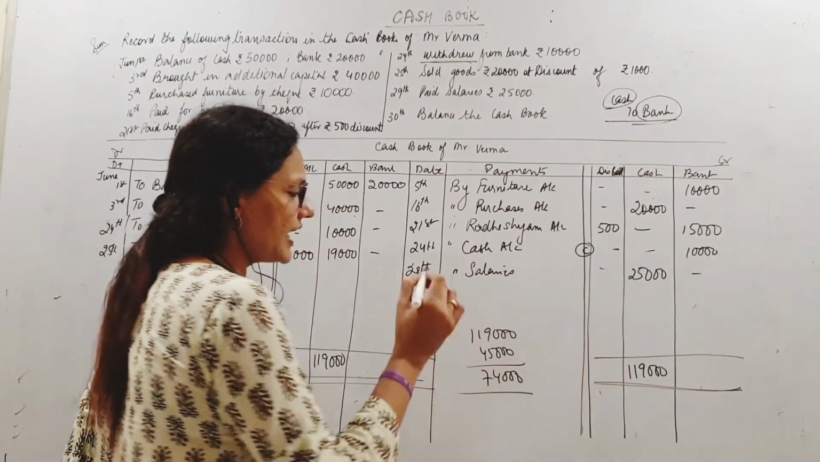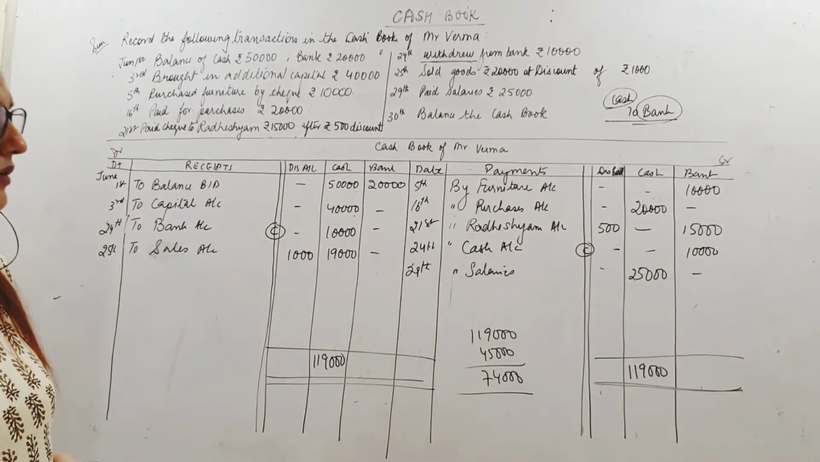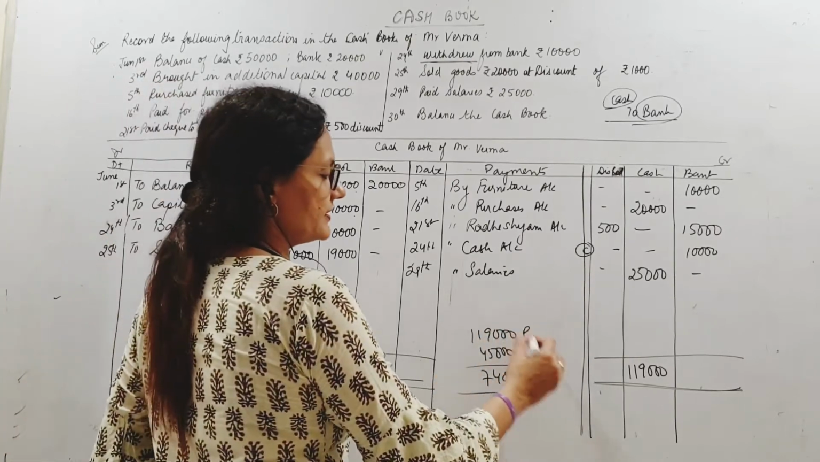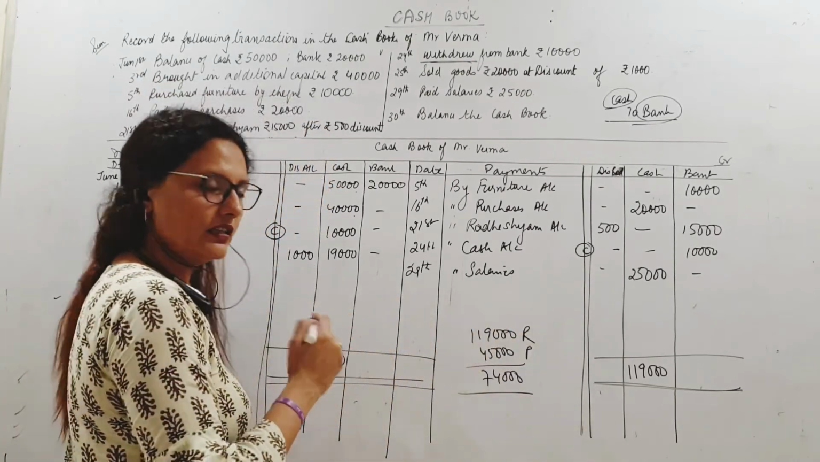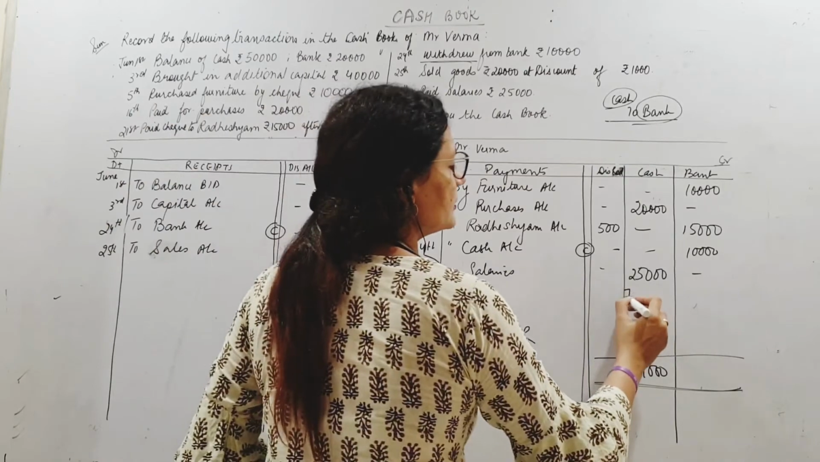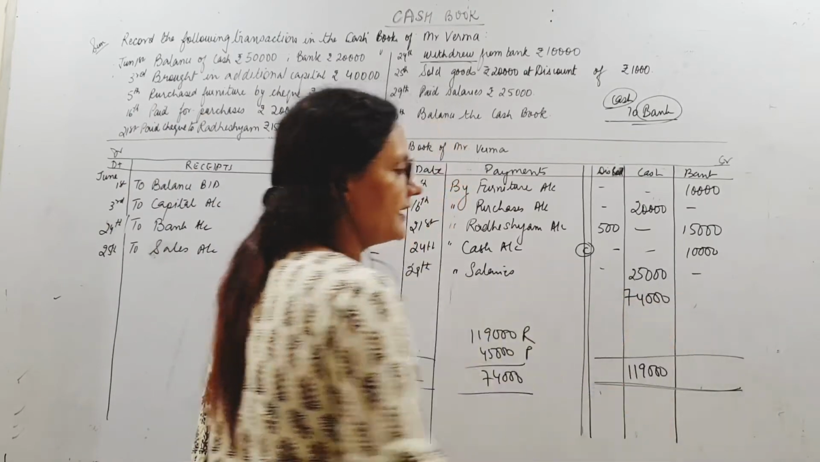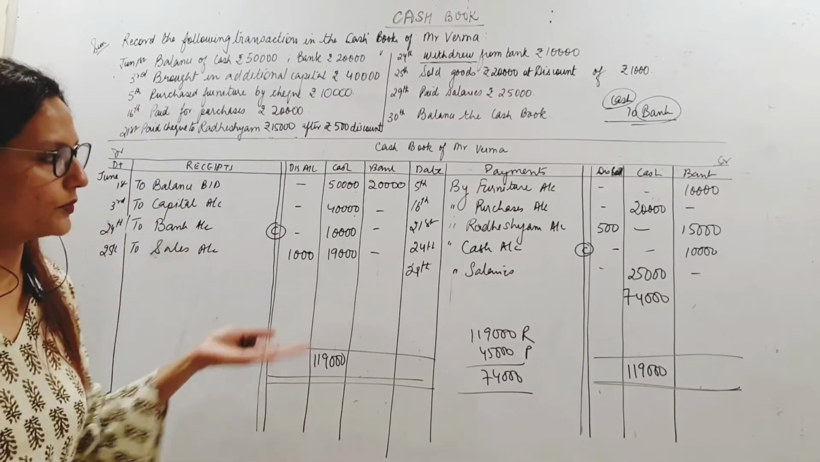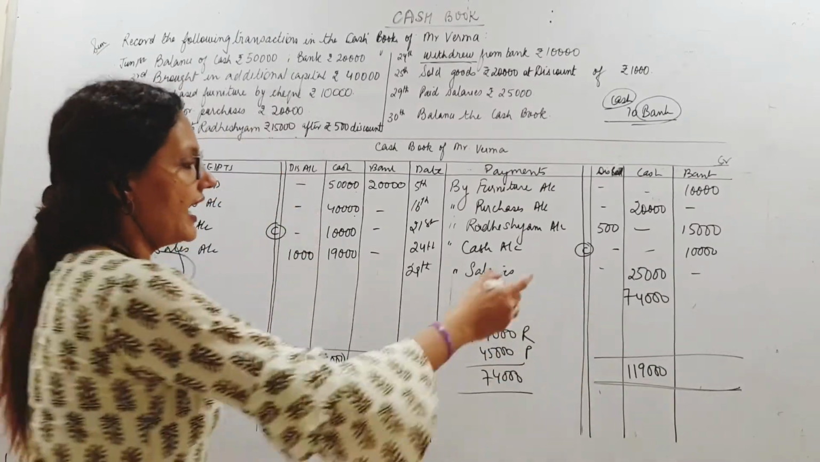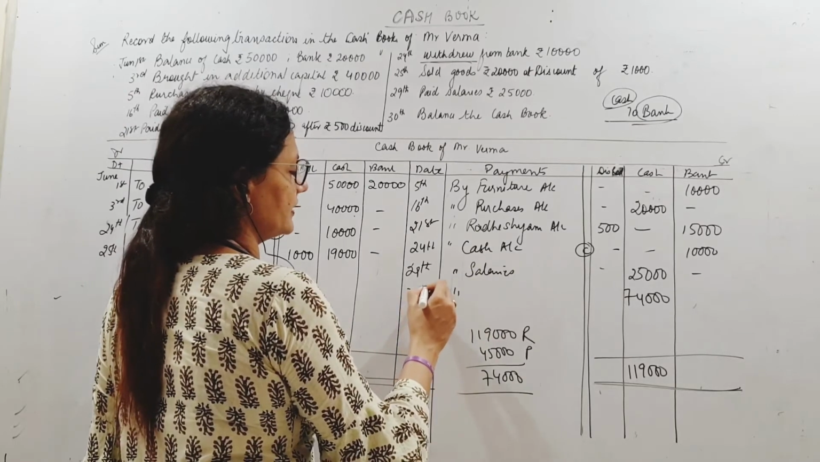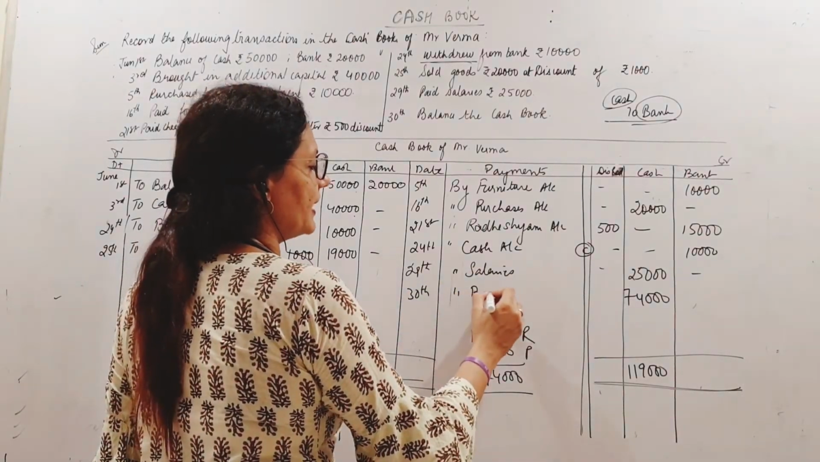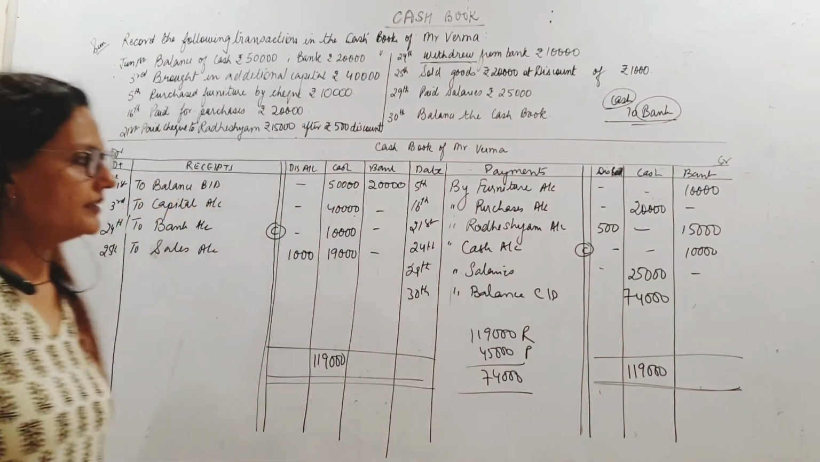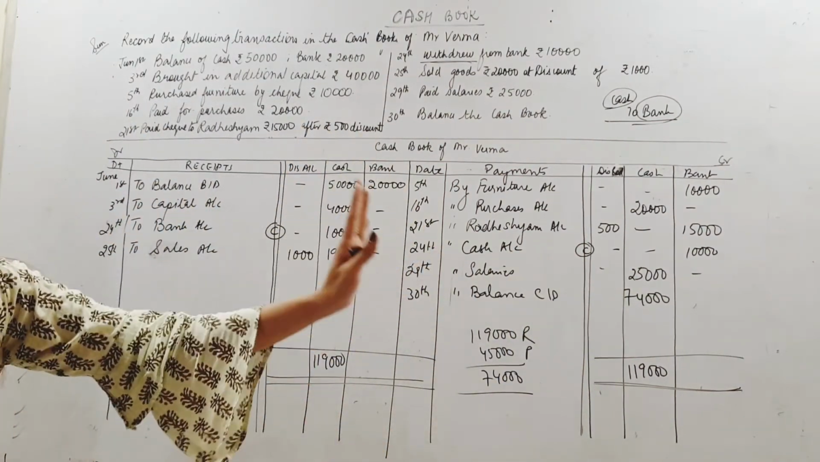I will subtract this and find out. Okay. I have 74,000 in my cash account. Did you get that? This is the total of receipts. This is the payment side total. Therefore, 74,000 is falling short. So how do I balance? I put 74,000 there. So it will all be equal in cash. Yes, both sides will be equal to 1,19,000. And I will write here on 30th, the last day of the month, by balance carried down. Clear? So my cash account is closed.